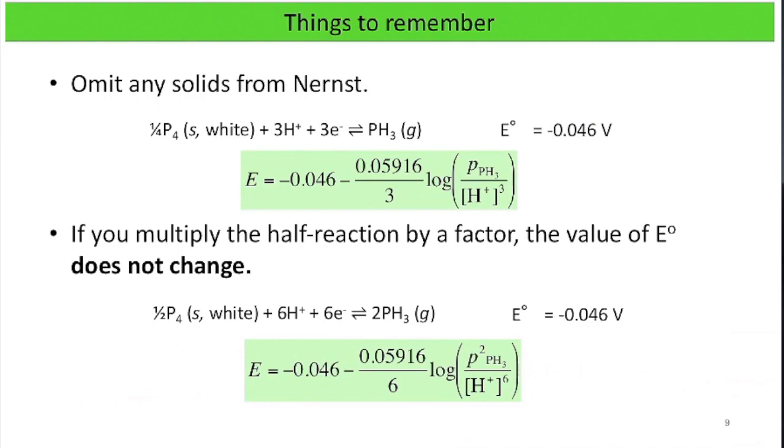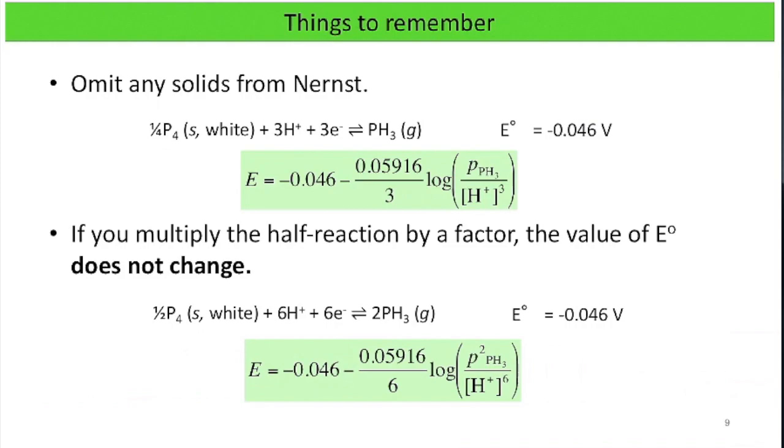And if you have to multiply a reaction by a number, like with the silver chloride reaction, we had to multiply that by 2. If you look up the standard reduction potential for silver chloride, you notice that it has a specific number, but if you multiply the reaction by 2, the standard reduction potential does not change. So you don't have to multiply that standard reduction potential by 2, you keep it the same as it was.